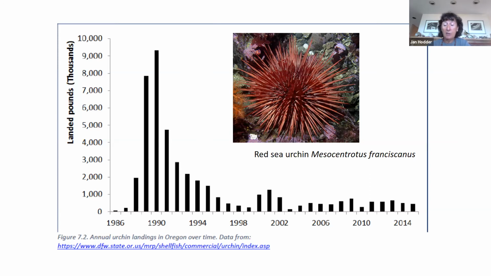Virgin stocks were quickly reduced, and by 1996, the urchin fishery boom was over. From 1996 to 2015, the urchin fishing landings stabilized at a much lower level, and they've continued to be at that level to the present day.